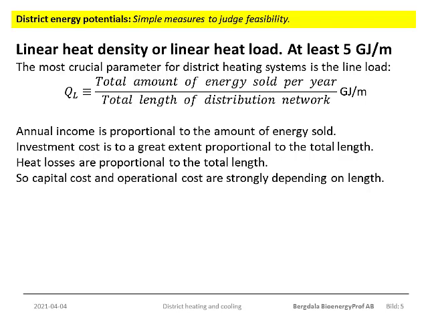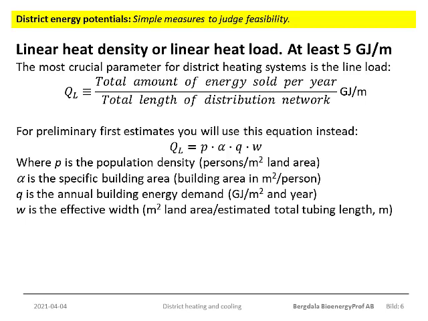It is obvious that the total income to the heat provider is a direct function of the amount of energy sold. And it is relatively simple to accept that the capital cost for the distribution network will be a direct function of the length. And it is also a trivial thing that the loss of heat from the system is a direct function of the total length. But then these numbers are not known before the system is built. So in this slide is an alternative setting of this equation.